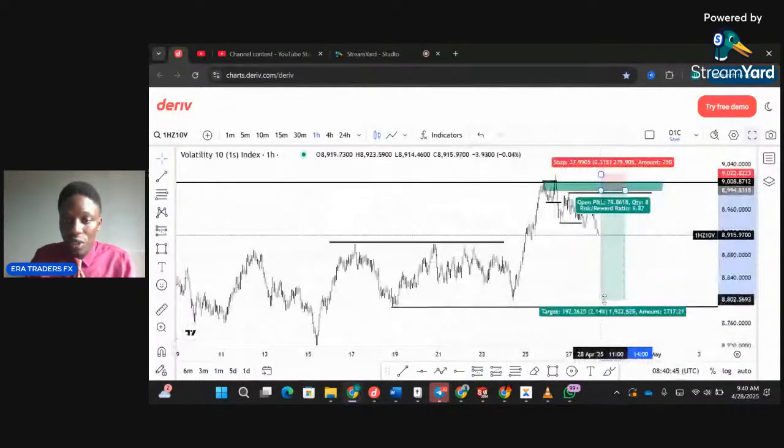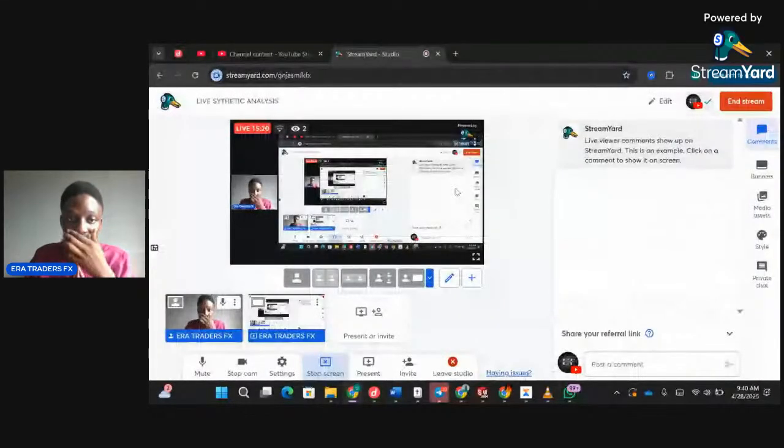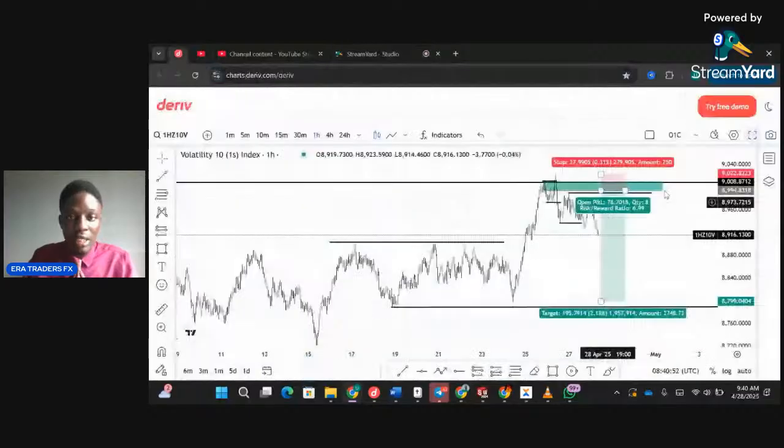And just for the meantime, just target this low in case price wants to change direction. I don't know if you understand what I'm saying. So yeah, that's that for V101S.